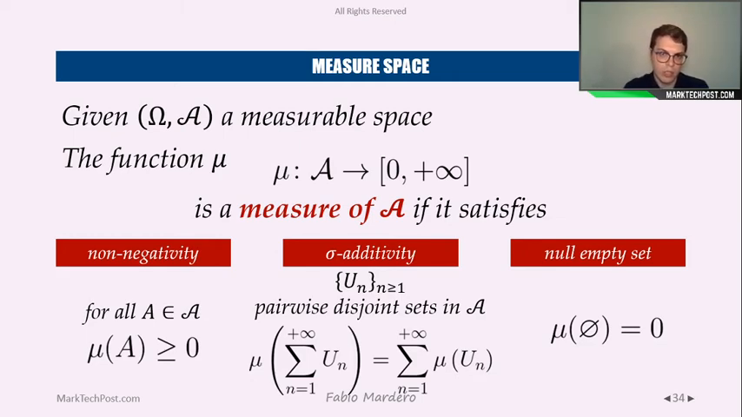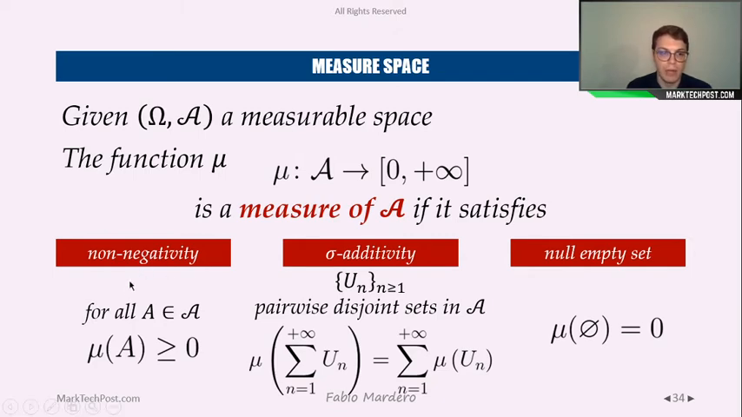Now, so far we have talked about a measurable space, a space that can be measured. Now let's see how we can measure that space. Let's start with omega A, a measurable space, and we define a particular function mu that goes from the sigma algebra to a positive value. And this function is said to be a measure on A if it satisfies three properties.